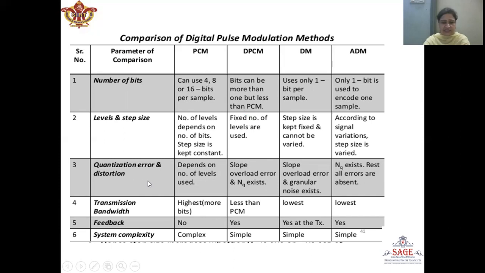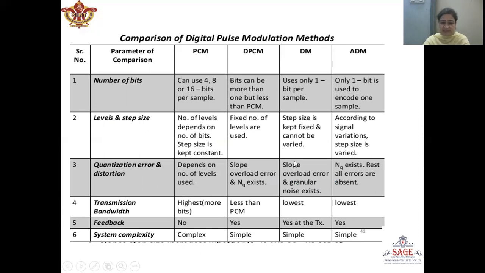Now coming to quantization error and distortion. In PCM, it depends on the number of levels used. In DPCM, slope overload error and quantization noise exist. In delta modulation, slope overload and granular noise exist. Whereas in ADM, only quantization noise exists. Slope overload and granular noise are both removed.